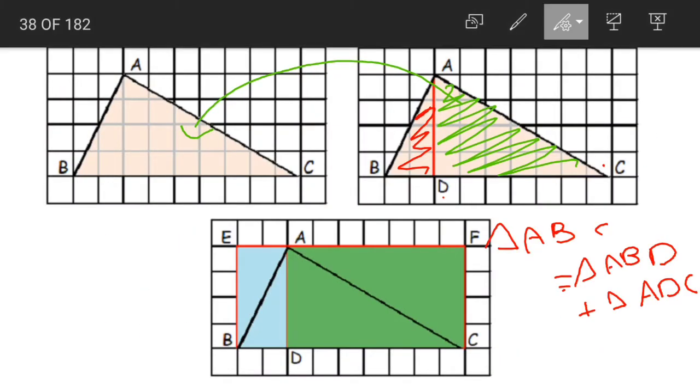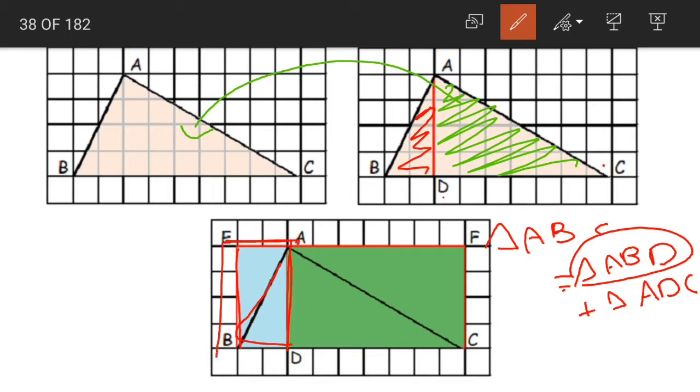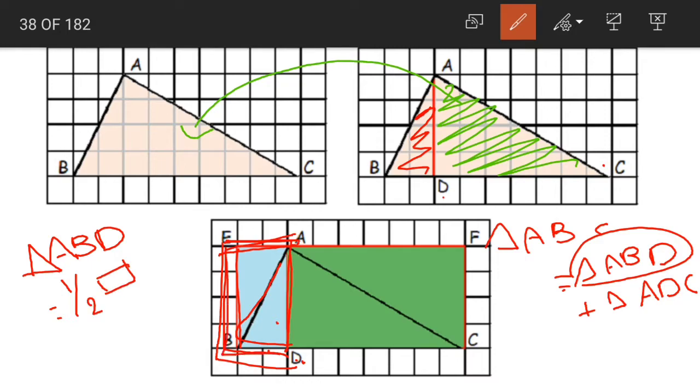Now again, how will you find out the area of the triangle ABD? This is our triangle ABD. Now to find out the area of this triangle: it is a part of the rectangle AEBD. So, what will be the area of this triangle, children? The triangle ABD is equal to, if you remember, half of the area of the rectangle AEBD.